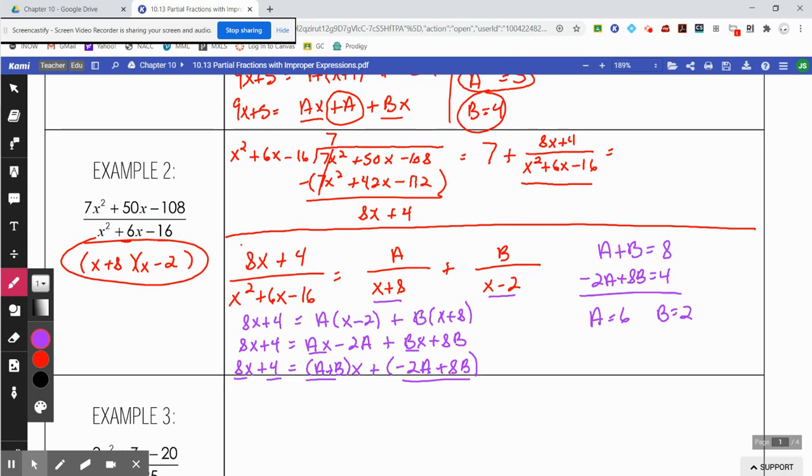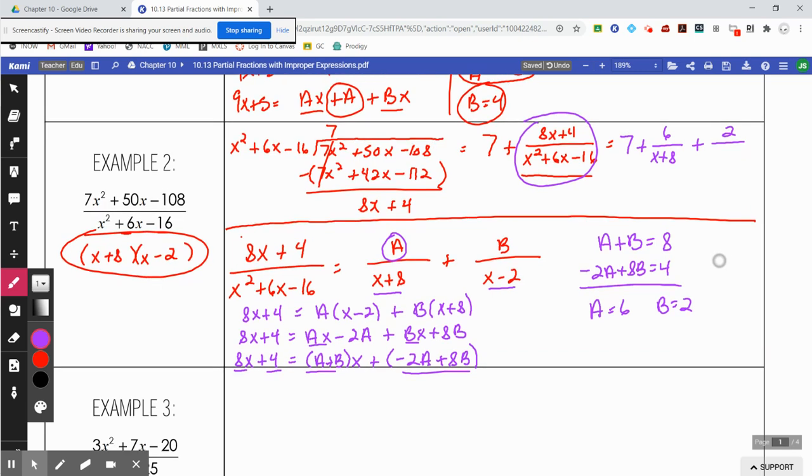So therefore, we have now decomposed this into 7 plus. This is what we were decomposing. Our a value is equal to 6, so you have 6 over x plus 8, plus your b value is 2 over x minus 2. So there's your final answer.